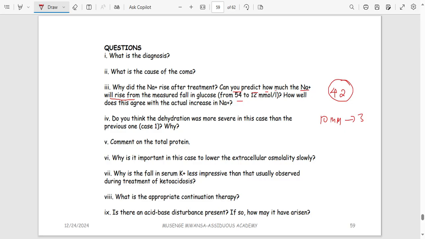So you are going to just compare the values for the first case and the second case. So for the second case, the sodium values and the glucose values are high. So you expect that yes, the dehydration is going to be more severe.